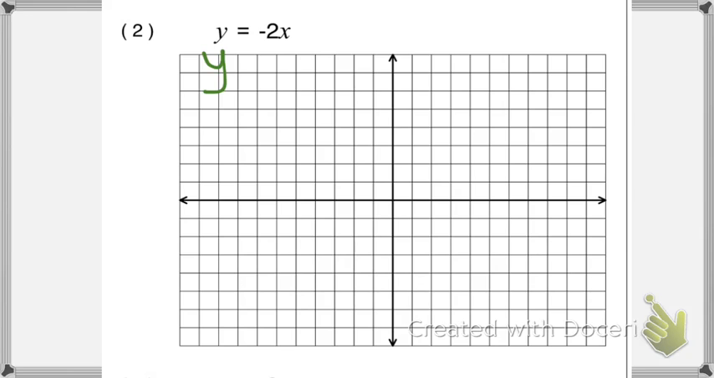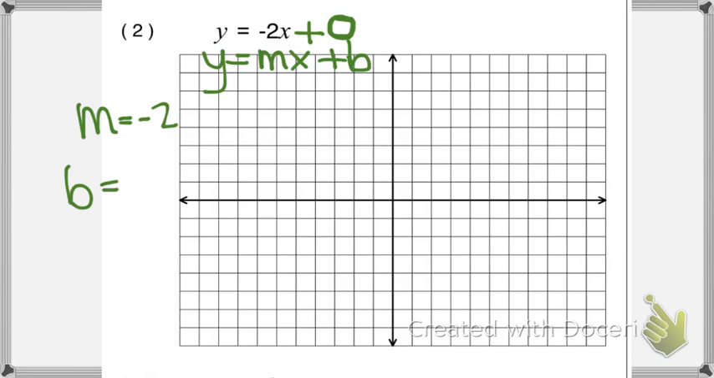So we got y equals mx plus b. And in this case, because I don't have a b, think of a number that you can add to something that won't change its value. And the only number that does that is 0. And so our m is -2 and our b is 0. So b is our y-intercept, remember that? And so we're going to start at 0.